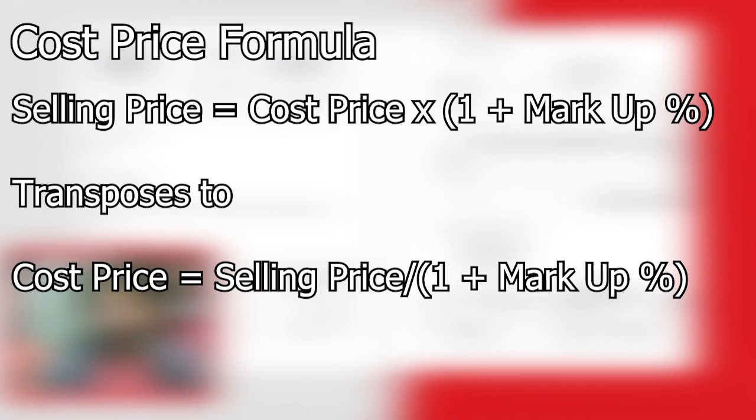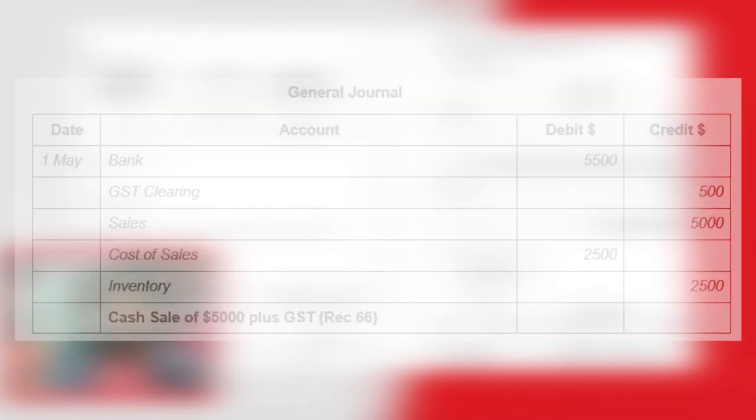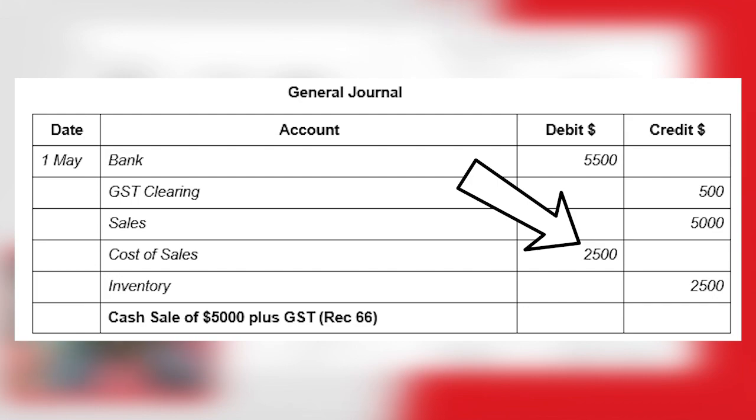In this case, it's 5,000 divided by 1 plus percentage, and the percentage here is 100%. Now we know 100% transposed into a number is 1. So it's 5,000 divided by 2, and our cost price is 2,500. And from there, we go cost of sales, which is a debit of 2,500, and inventory will be a credit of 2,500 because that amount will be coming out of the business, that inventory amount. So asset going down is a credit, meanwhile expenses going up is a debit.